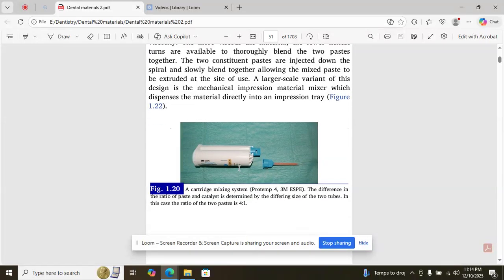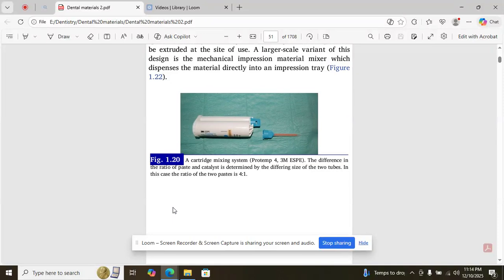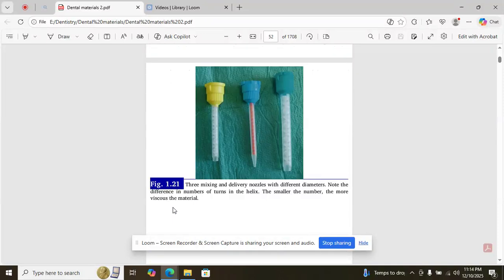Figure 1.20. A cartridge mixing system. ProTemp from 3M ESPE. The difference in the ratio of paste and catalyst is determined by the differing size of the two tubes. In this case, the ratio of the two pastes is 4:1. Figure 1.21. Three mixing and delivery nozzles with different diameters. Note the differences in numbers of turns in the helix. The smaller the number, the more viscous the material.